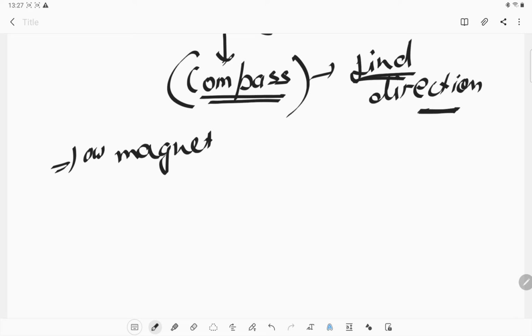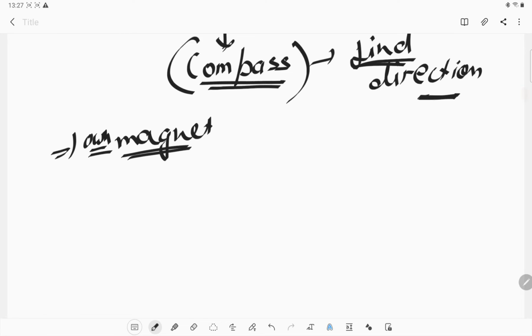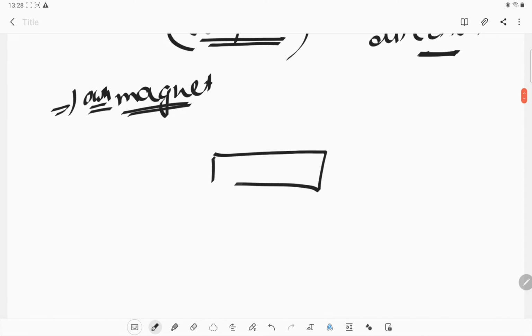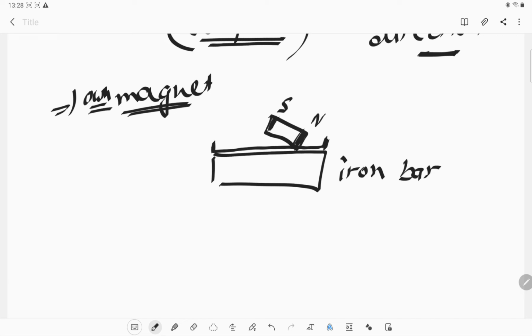Is that possible? It is possible, because what we need to do is take an iron bar. This is an iron bar, and take a magnet. This is a bar magnet, and these are the poles of the bar magnet. This is the north pole, this is the south pole. Any pole you can take, there is no problem with it. Now put the bar magnet on one end of the iron bar, and then slide it toward the other end.